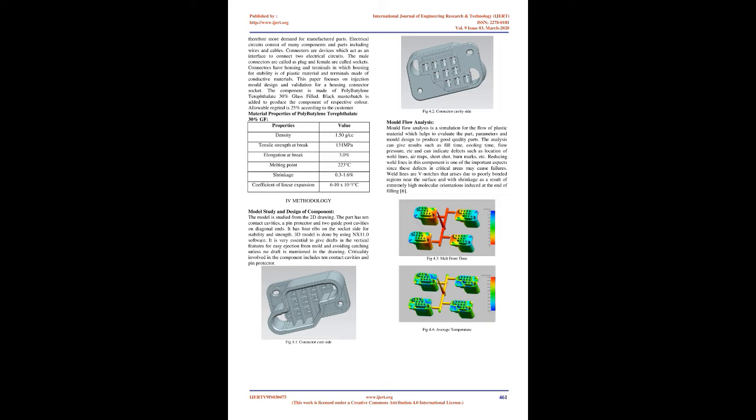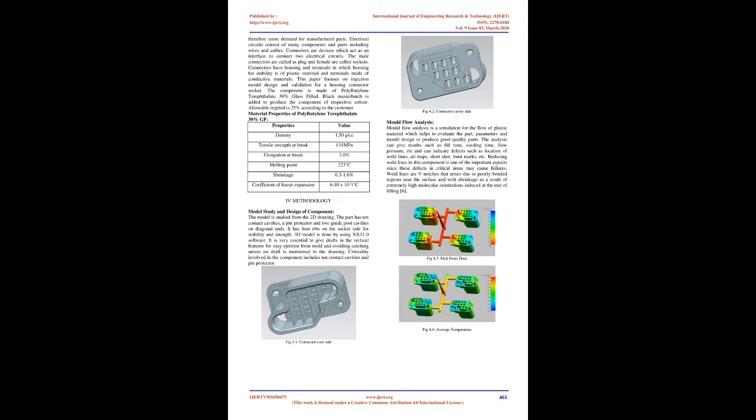Electrical circuits consist of many components and parts, including wires and cables. Connectors are devices which act as an interface to connect two electrical circuits. The male connectors are called plugs and female are called sockets. Connectors have housing and terminals, in which the housing for stability is of plastic material and the terminals are made of conductive materials. This paper focuses on injection mold design and validation for a housing connector socket. The component is made of polybutylene terephthalate 30% glass-filled. Black master batch is added to produce the component of the respective color. Allowable regrind is 25% according to the customer.